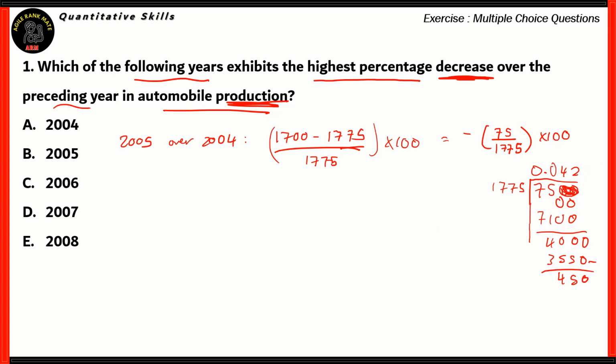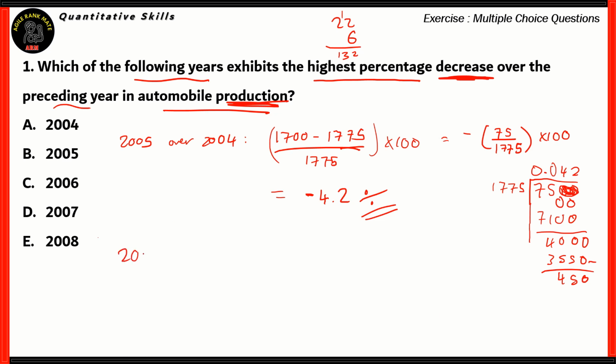So therefore, the percentage decrease in 2005 over 2004 is minus 4.2 percent, because it's 0.042 multiplied by 100 gives you minus 4.2 percent. So minus 4.2 percent turns out to be our answer for 2005 over 2004. And the reason for the negative is that we're using the formula for percentage increase. So a negative value here would mean that it's percentage decrease.